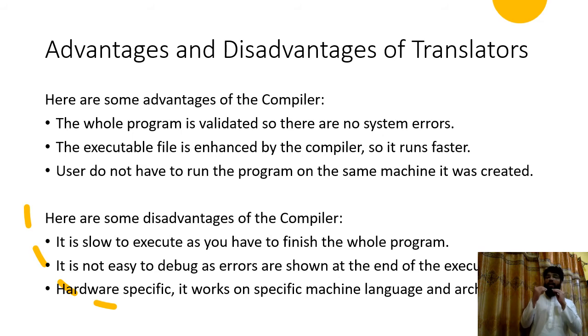This is an advantage of a compiler. Now here are the disadvantages of a compiler. It is slow to execute, as you have to finish the whole program. It is not easy to debug, as errors are shown at the end of execution. It is hardware specific; it works on a specific machine, language, and architecture.